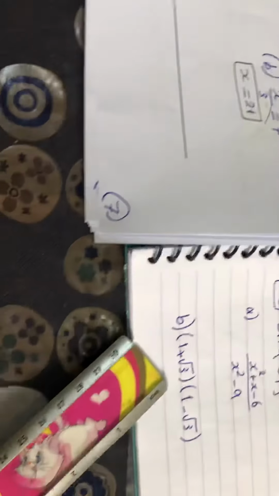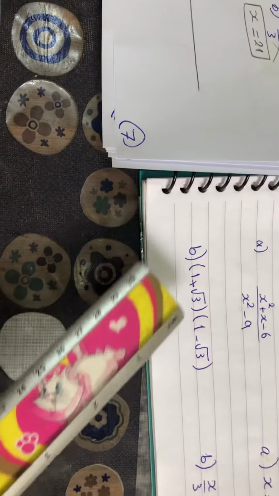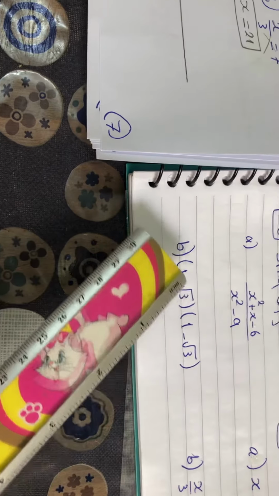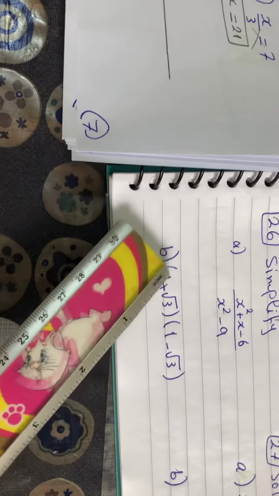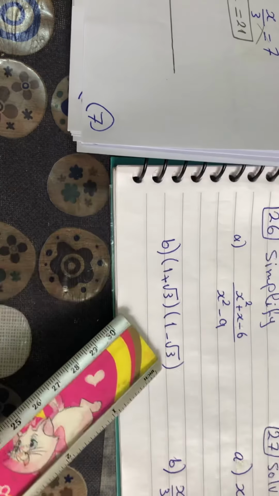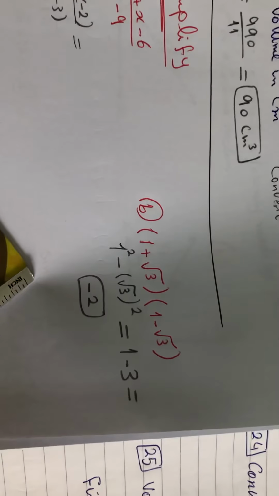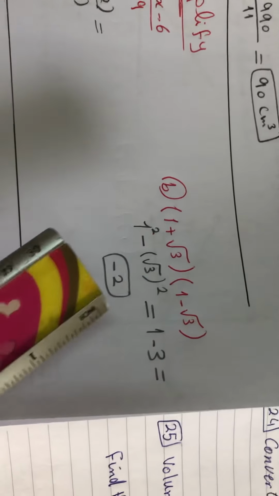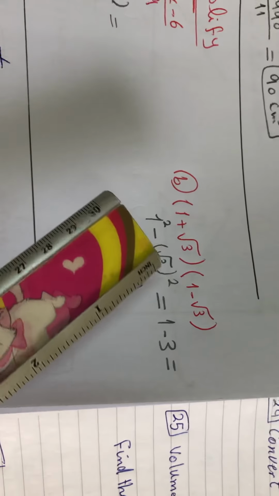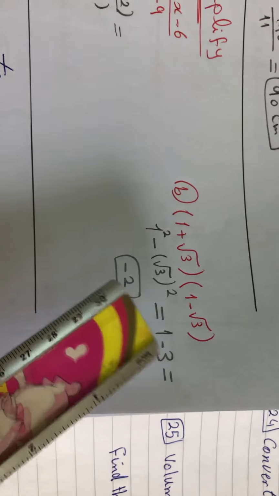And also here simplify. You have 2 brackets with the same numbers, but one positive and one negative. So it will be the first square minus the second square. So it will be 1 square minus square root of 3 square. So 1 square is 1. Square root of 3 square equals just 3. 1 minus 3 equals negative 2.